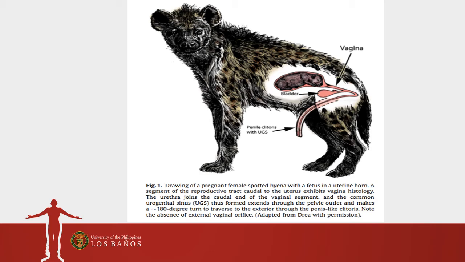Immediately caudal to the vagina, the urethra joins the reproductive tract to form a urogenital sinus and continues as the central canal within a large pendulous penis-like clitoris. Although a number of other female mammals also possess a large clitoris, female spotted hyenas are the only extant mammals that mate and give birth through a clitoris.